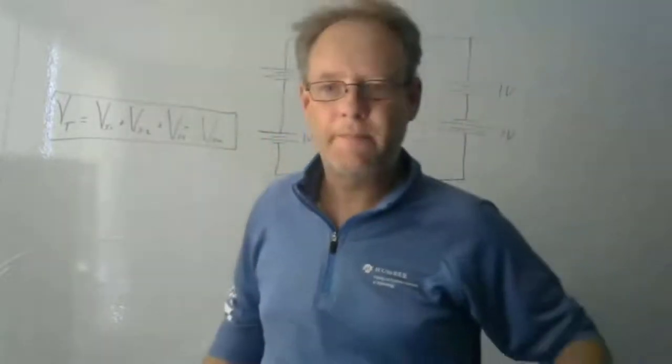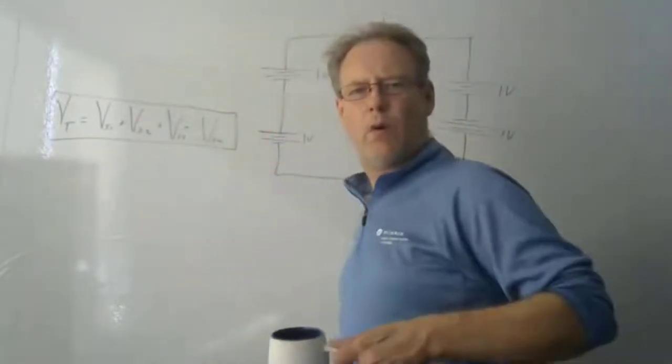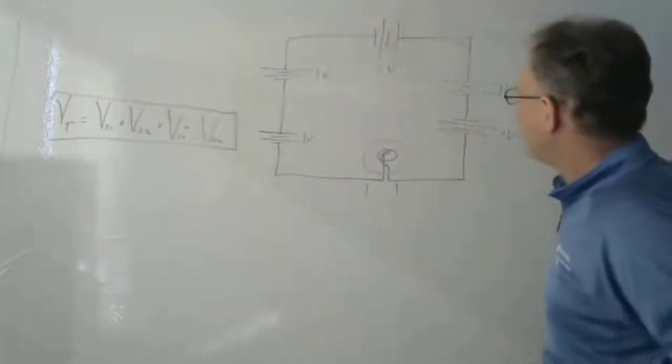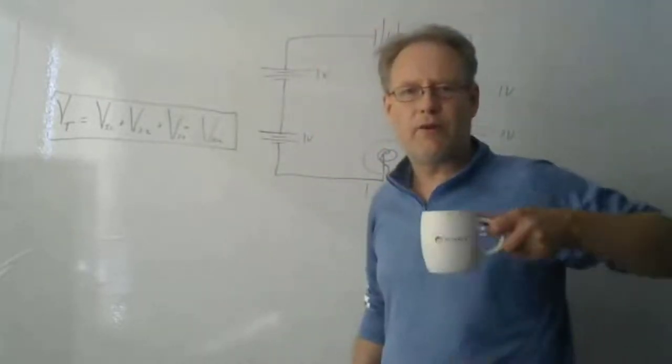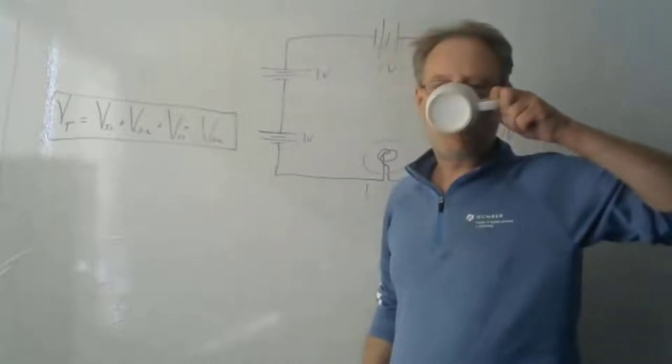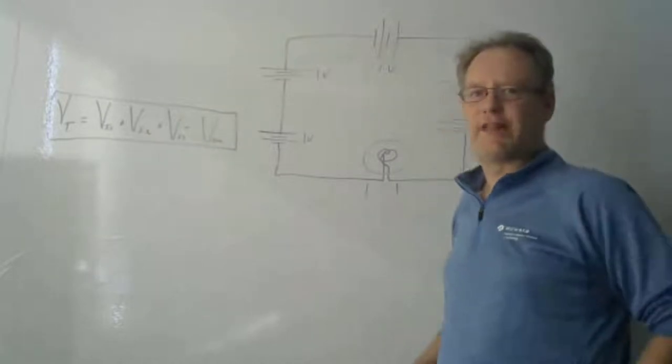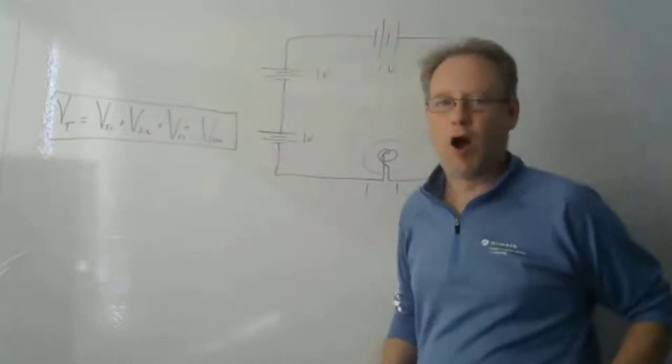So we got one answer saying 1 volt. Another answer saying 5 volts. Wait a second, 1, 2, 3, 4, 5. And we got 1 volt. Anybody else? Yeah, we got 5 volts. A lot of people saying 5. Okay, good. That's good. You're wrong.